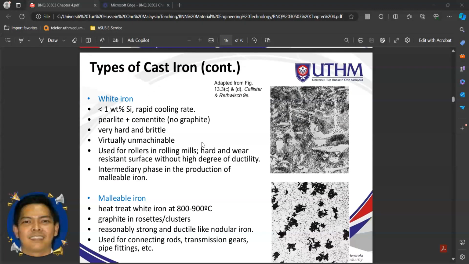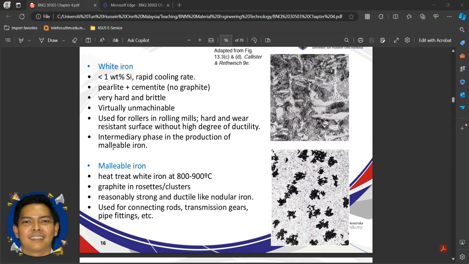Another type of cast iron: white iron. White iron consists of below 1% of silicon. It can be processed via rapid cooling rate. Pearlite or cementite makes up most of white iron, with no graphite. It is very brittle and also hard. It is virtually unmachinable because of its hardness. It is used for rollers in rolling mills, hard and wear resistant surfaces without a high degree of ductility.